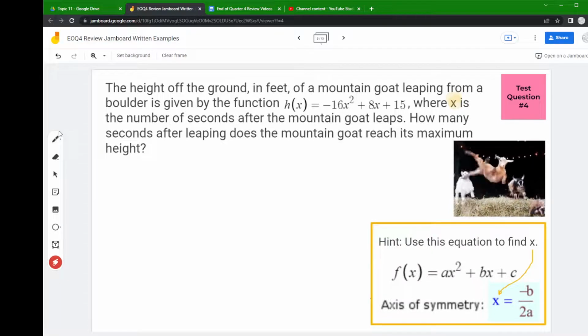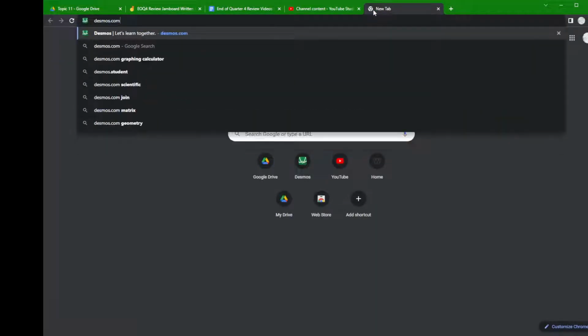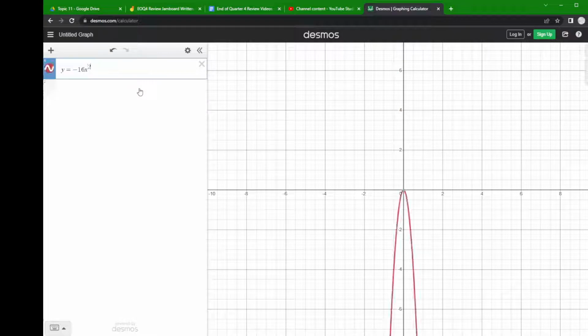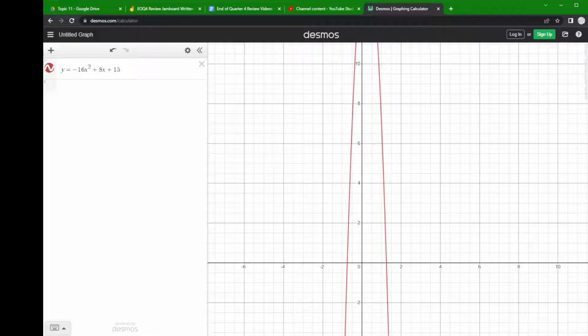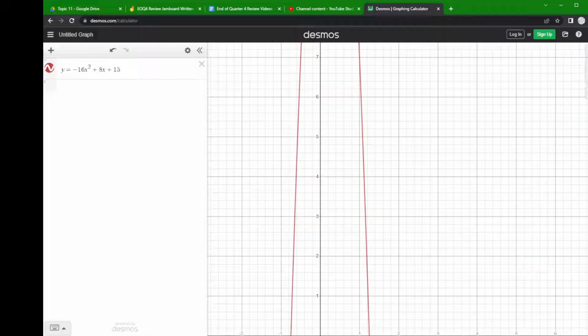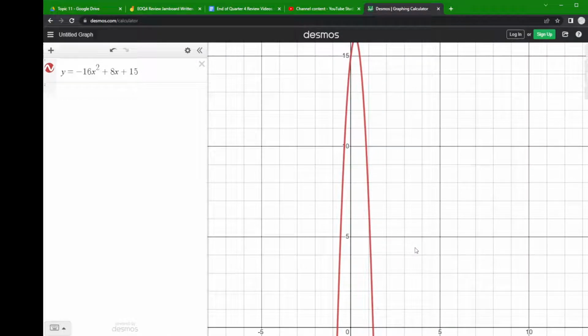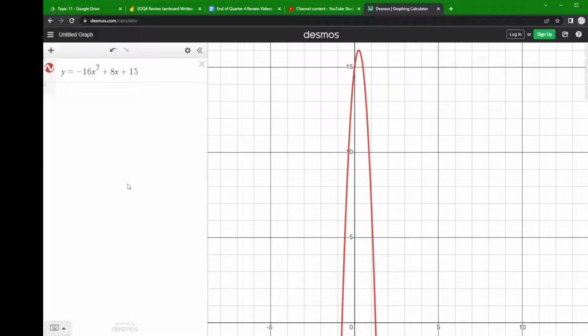All right, so I just want you to gain an understanding of this. We're going to draw a quick drawing of it. Let me use my snipping tool to copy the equation down. So I'm going to pop over to Desmos. And on Desmos, we're going to look at the equation. So I have negative 16x squared plus 8x plus 15. Ugh, this is hideous, isn't it? Zoom out a little bit.